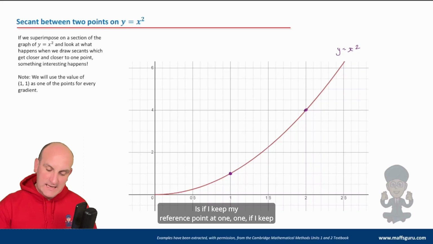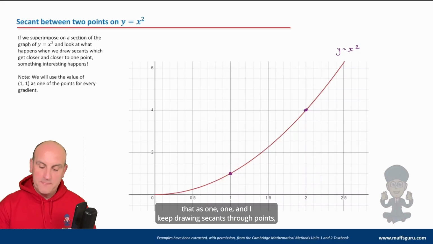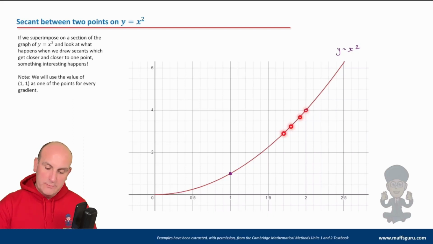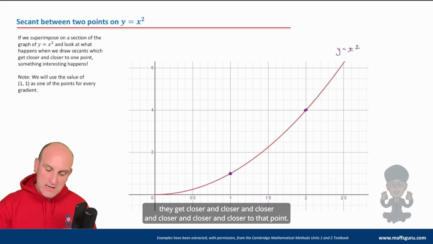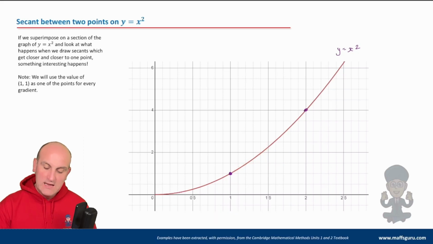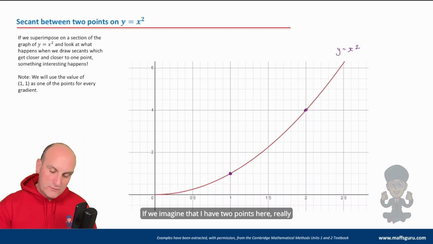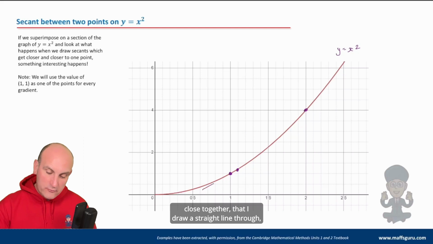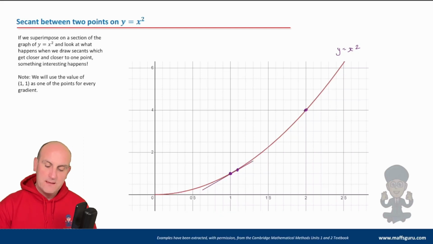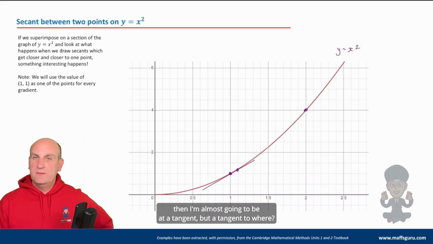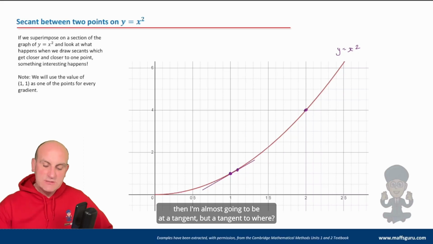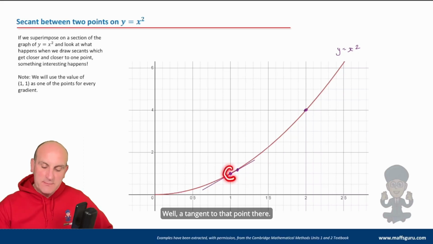is if I keep my reference point at (1, 1), and I keep drawing secants through points that get closer and closer to that point, if we imagine that I have 2 points here, really close together, that I draw a straight line through, then I'm almost going to be at a tangent. But a tangent to where? Well, a tangent to that point there.